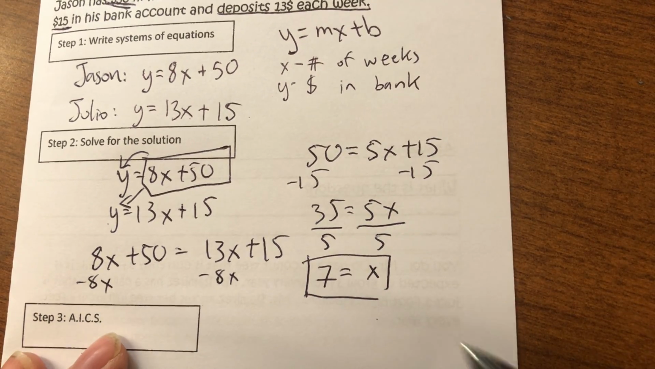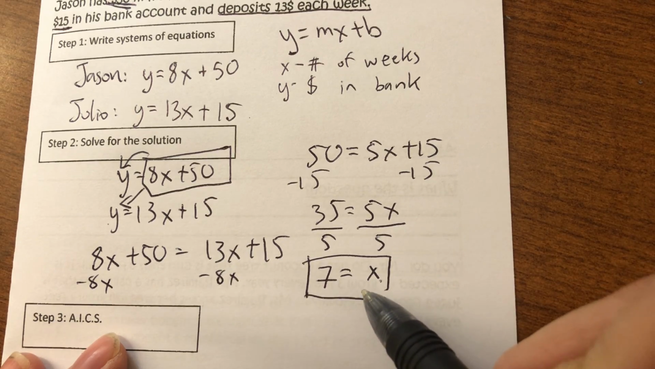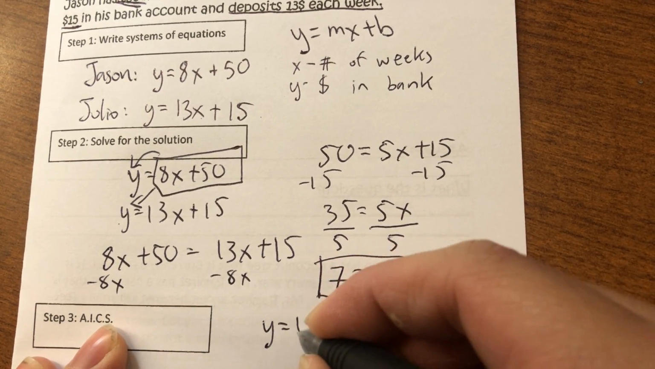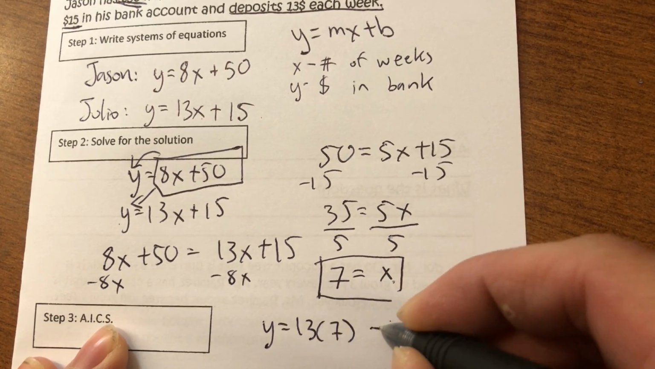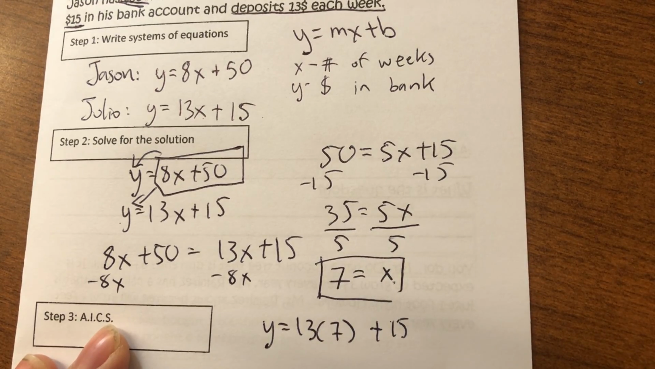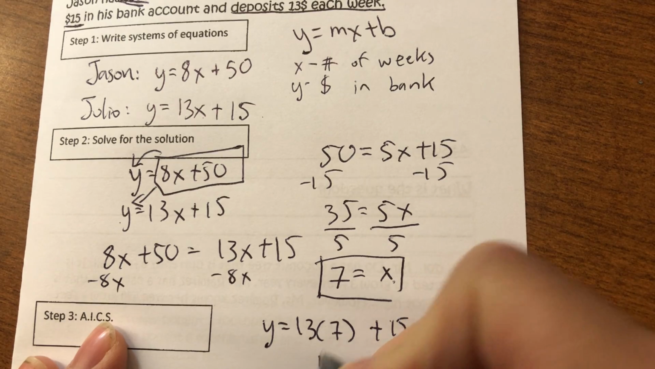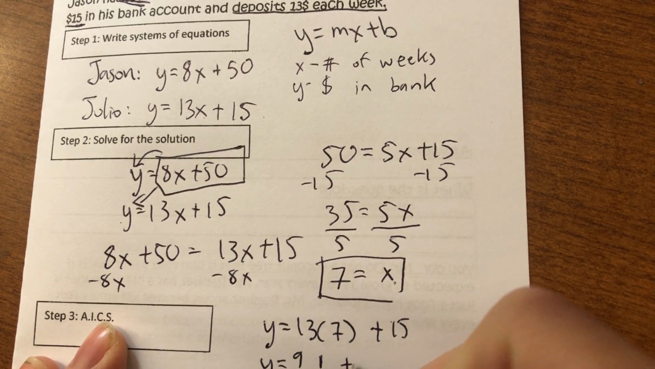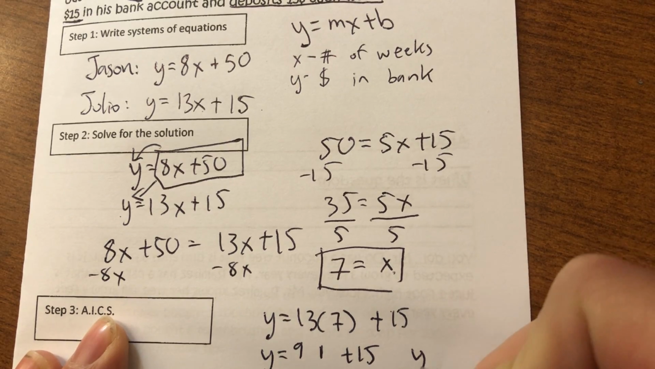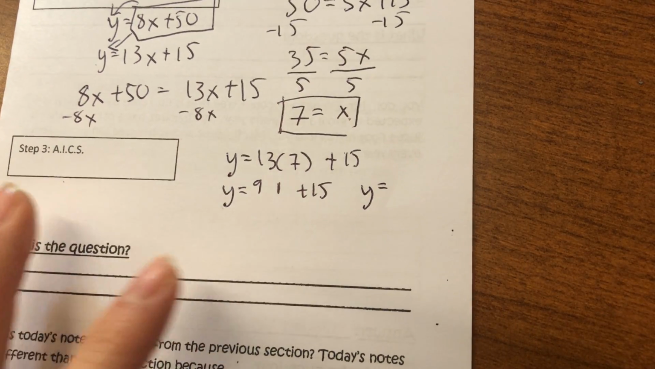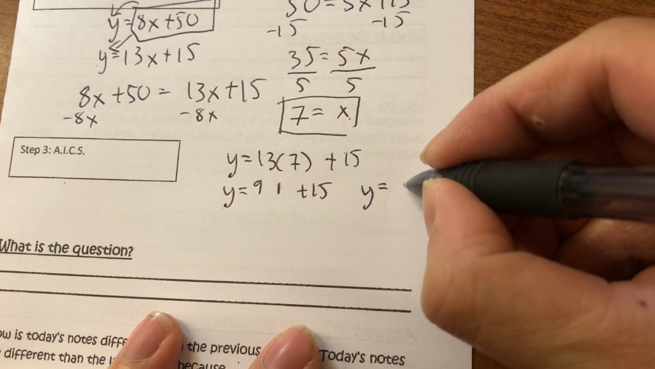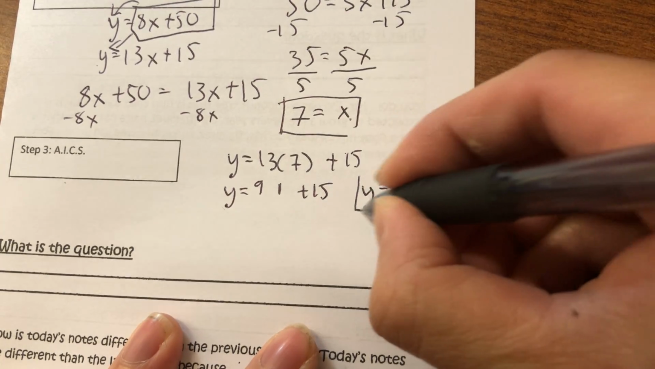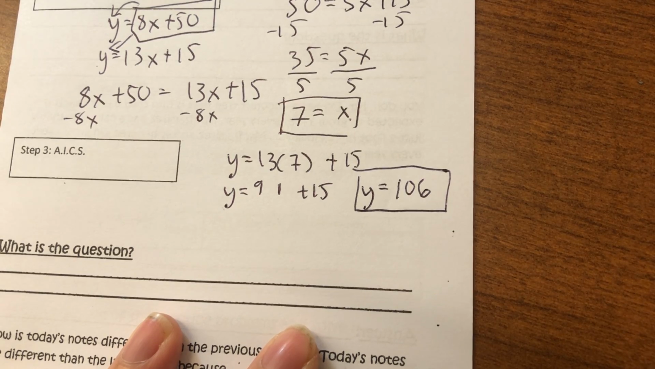Remember, I am not done yet. I need to go ahead and find the y. So I'm going to plug the 7 into this. So y is equal to 13 times 7 plus 15. 13 times 7: 7 times 3 is 21, carry the 2, 90, 91. Y is equal to 91 plus 15, which is 106. So we have two answers. X is equal to 7, y is equal to 106.